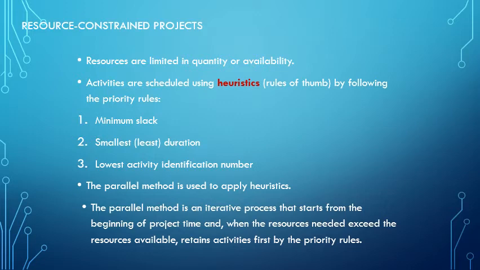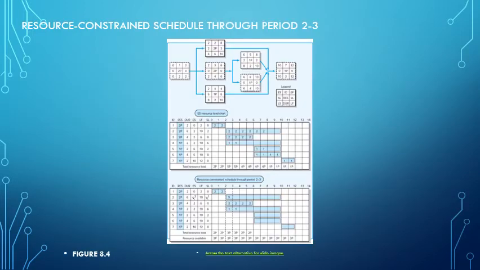The parallel method is an iterative process that starts from the beginning of the project, and when resources needed exceed the resources available, we retain activities first by their priority rules. So where are we going to retain and keep activities and put the resources based on what activities are priority? So you can see that happening here. They've built their schedule up, and now they're going to adjust their schedule based on their constrained resources.